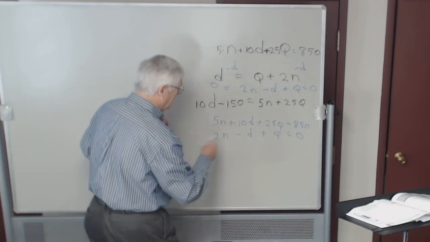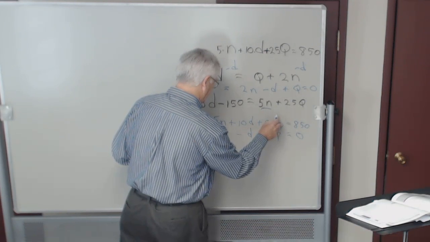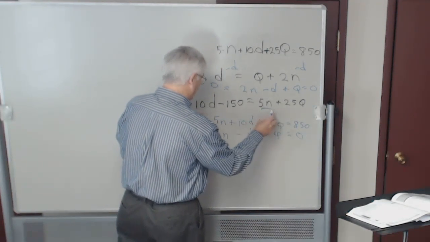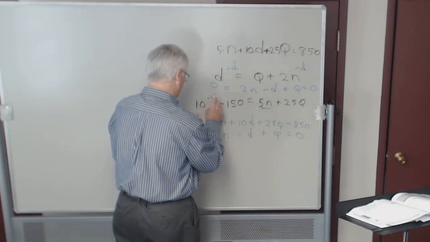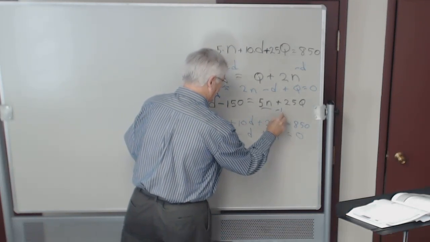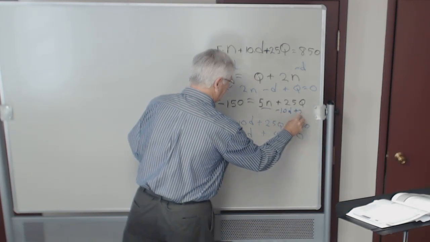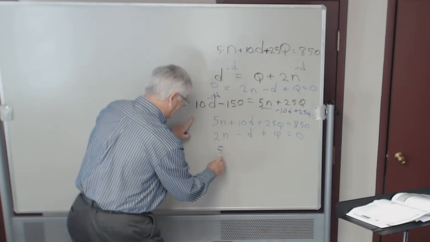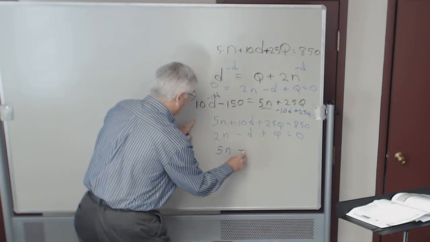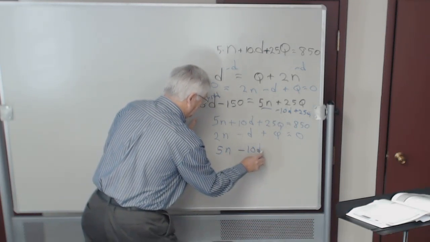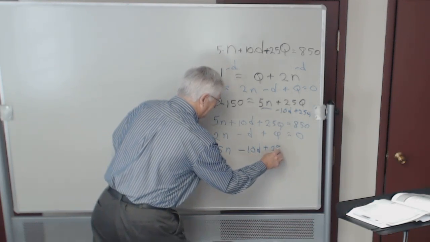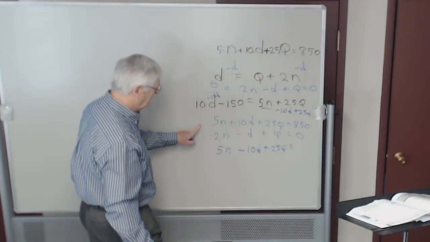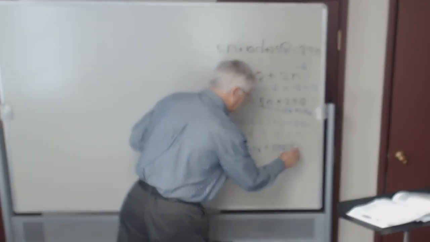So I have 5n, then what? Negative 10d. Minus 10d plus 25q. So let's just put it up here. 5n minus 10d plus 25q equals negative 150.